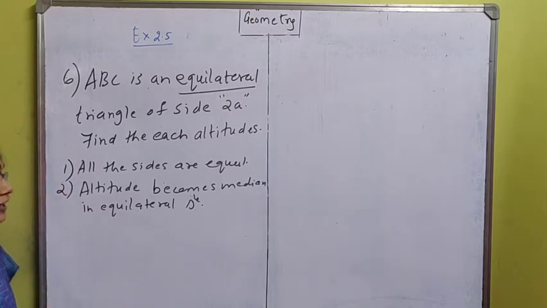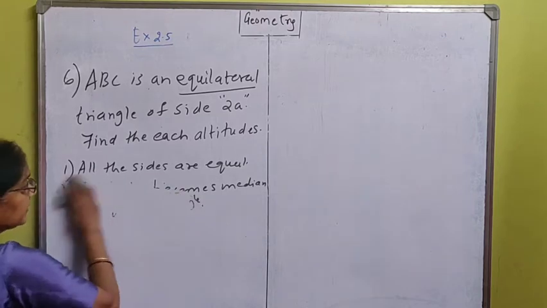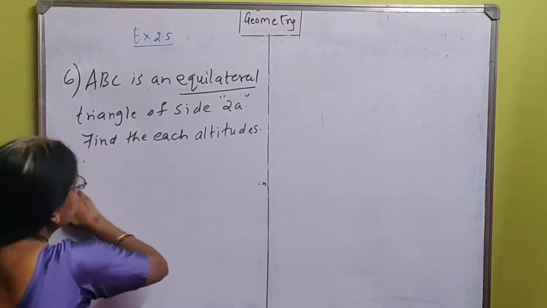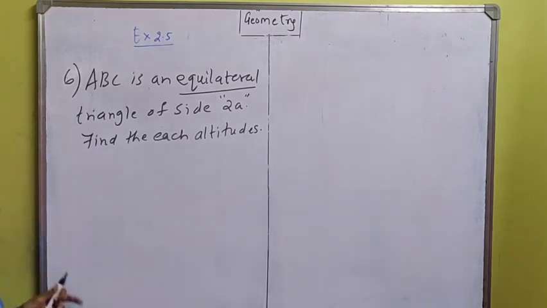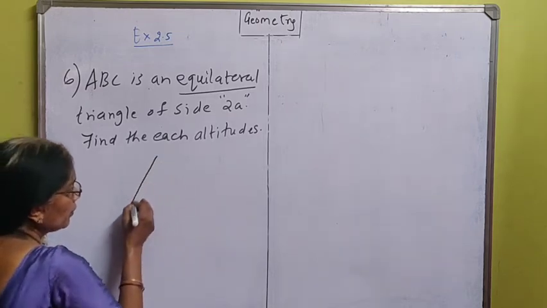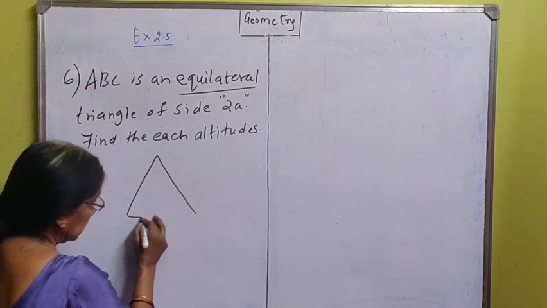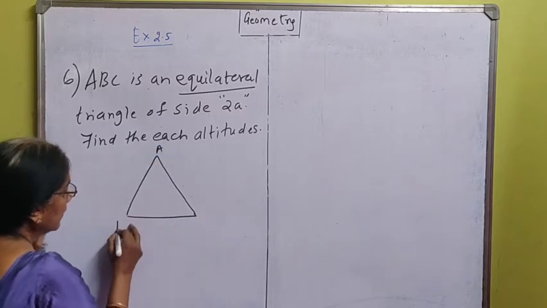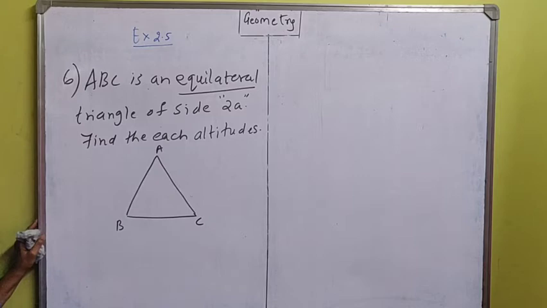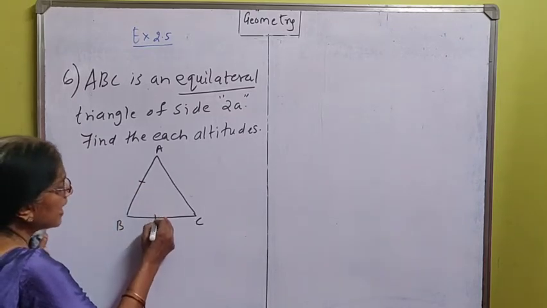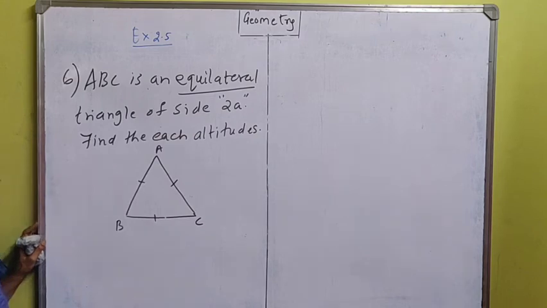First property of equilateral triangle, all the sides are equal. Second property, altitude becomes median in equilateral triangle. I am revising this because we are going to use these two properties in this sum. Now we will come to the sum. What does the sum say? ABC is an equilateral triangle. So I am going to draw an equilateral triangle ABC. Okay, that means what? All the sides are equal, and he has told that all the sides should be how much? 2a. Now, I have to find each altitude.